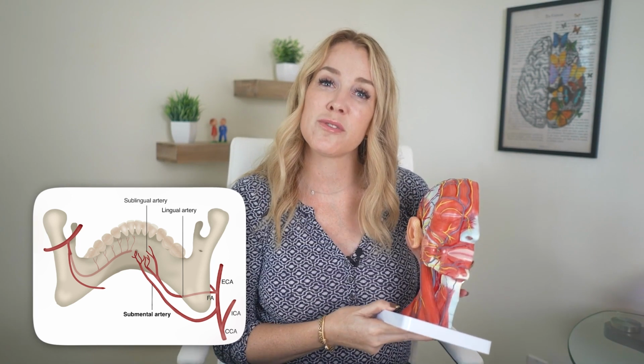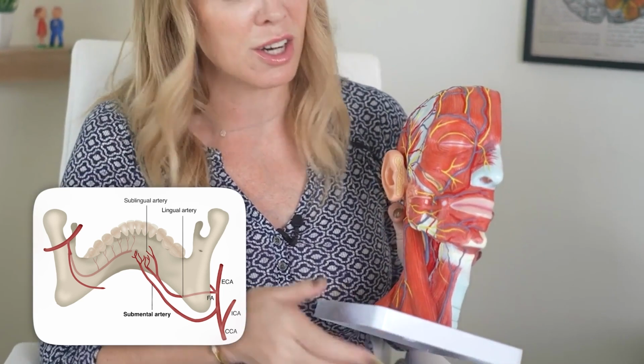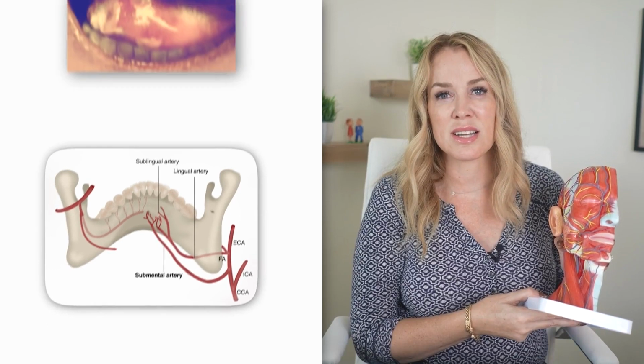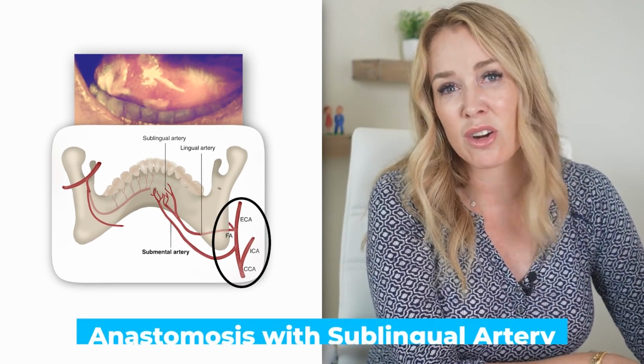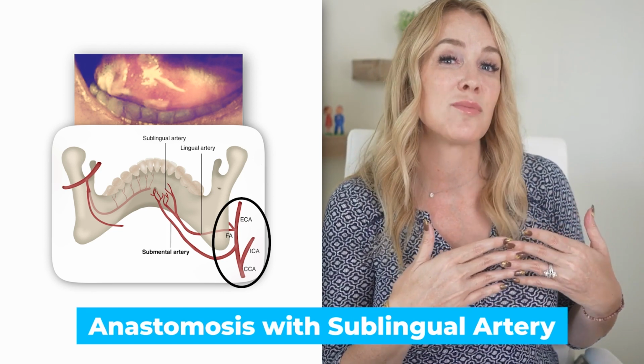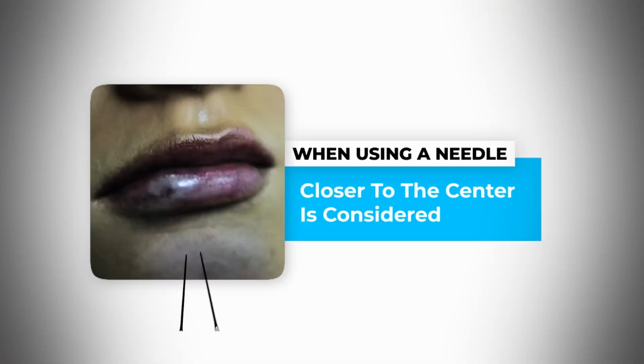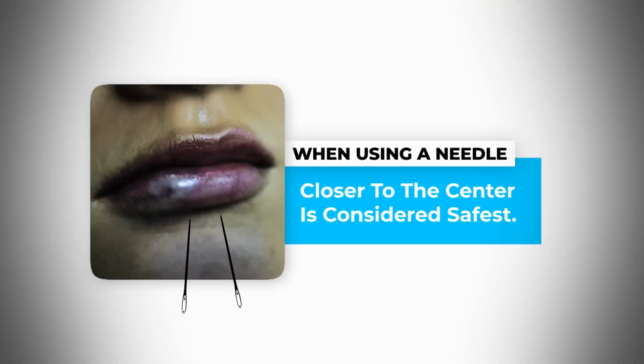Now that there are multiple fillers with on-label indications for chin augmentation, it's becoming more frequent to see vascular occlusions here. When assessing for vascular occlusion, it's important to look under the tongue because the submental artery also anastomoses with the sublingual artery. Typically, when using a needle, closer to the center is considered safer because more often than not, the submental artery runs more lateral.